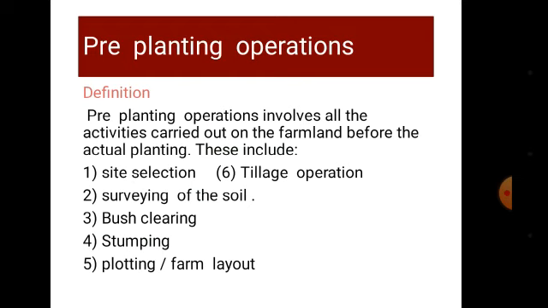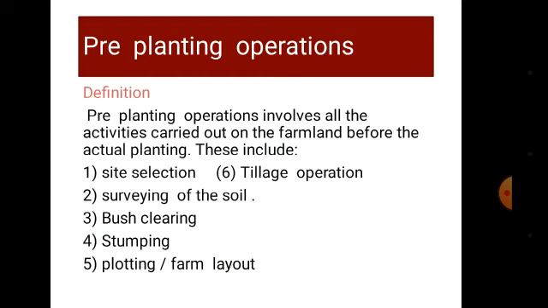4. Stumping. Sometimes after bush clearing, some roots remain hidden in the soil. If these root stumps are not removed, they can prevent the roots of cultivated crops from penetrating into the soil for nutrient uptake. Good tuber formation may also be hindered. For this reason, stumping is carried out.